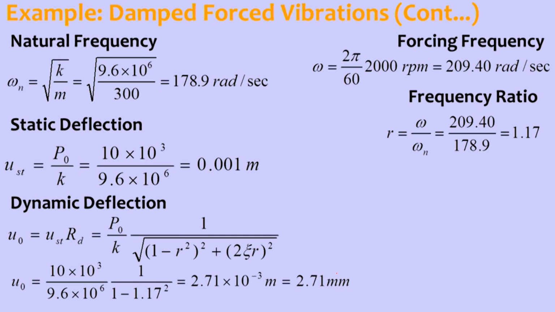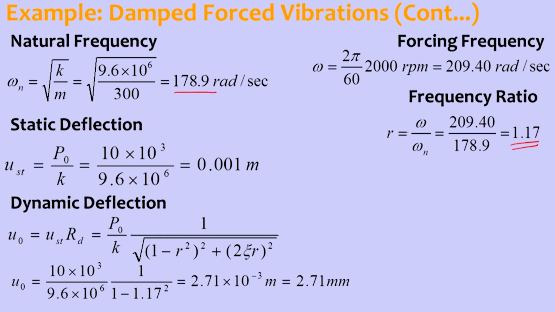So if we calculate the natural frequency, omega n, which is under root k by m, that is 9.6 into 10 to the power of 6 by 300. So we get 178.9 radians per second. This is the natural frequency of the system. As the machine is operated at 2000 rpm, we can convert that rpm into radians per second, that is 2 pi by 60 into the given rpm, which gives 209.4 radians per second. So the frequency ratio r is omega by omega n, which is 1.17. This is slightly higher than the resonating condition.